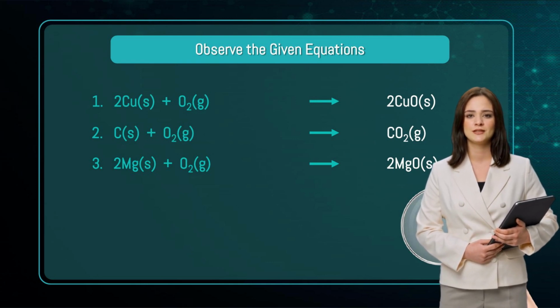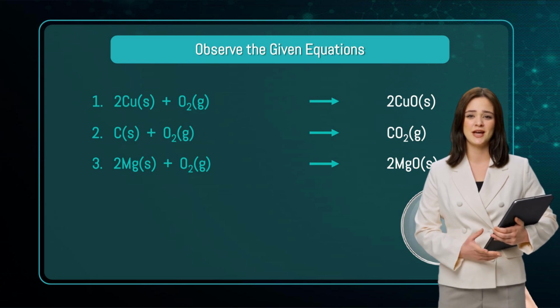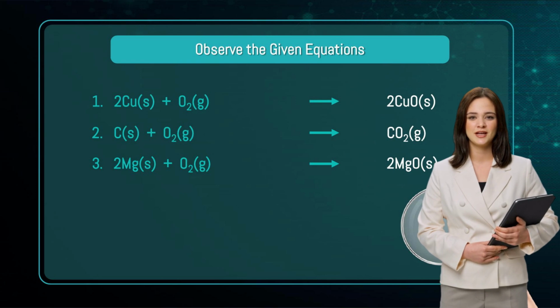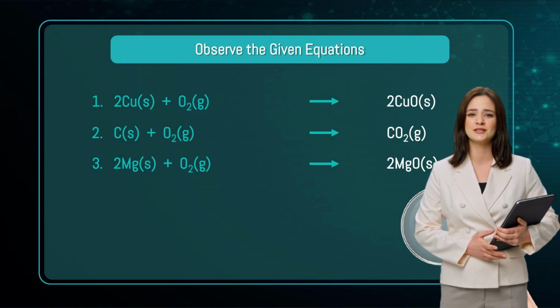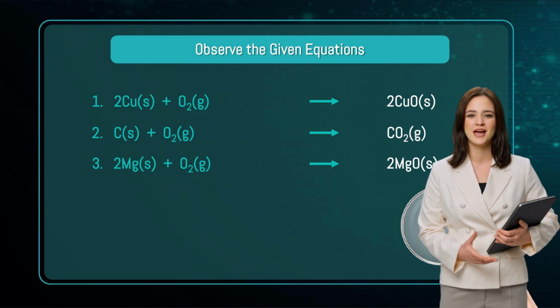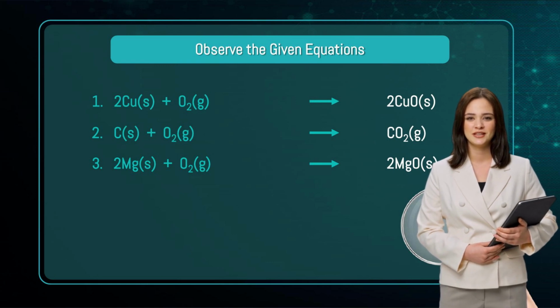2CuO(s), C plus O2 gas gives CO2 gas, and 2Mg plus O2 gas gives 2MgO(s). In all these reactions, addition of oxygen is taking place. A reaction in which addition of oxygen is taking place is known by a specific type of reaction. Let us see on the next slide.